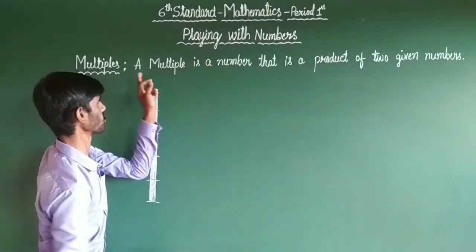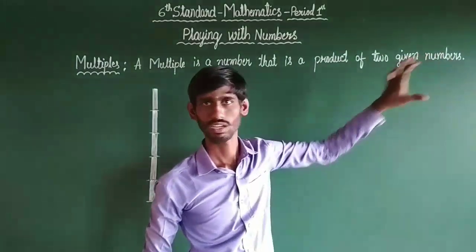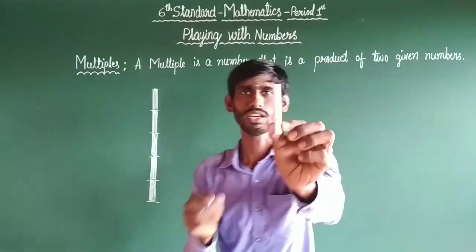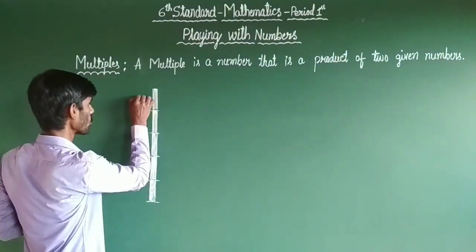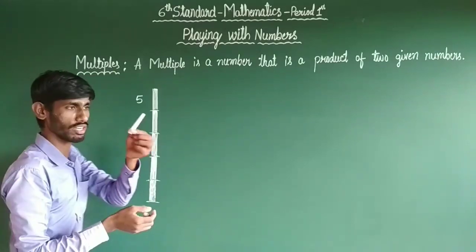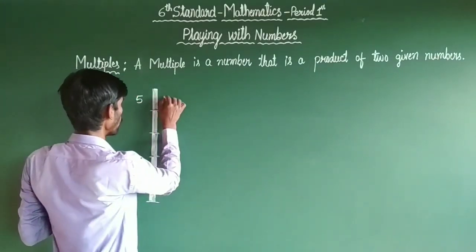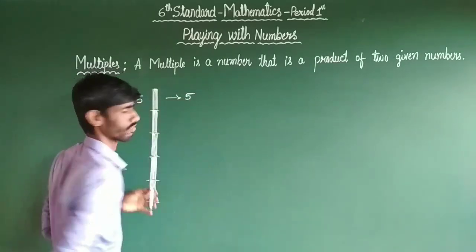Multiples. Definition: a multiple is a number that is the product of two given numbers. Observe here, I have a piece of chalk. The length of the piece of chalk is 5 centimeters. Just observe, it is the first piece of chalk. The total length of the first chalk is 5 centimeters.